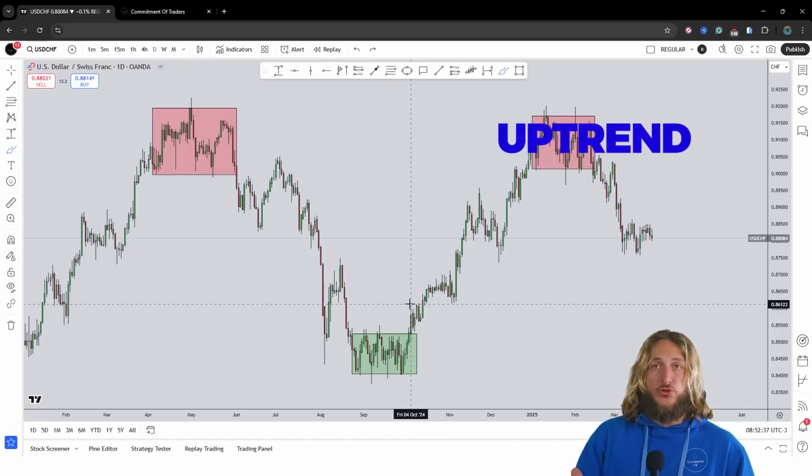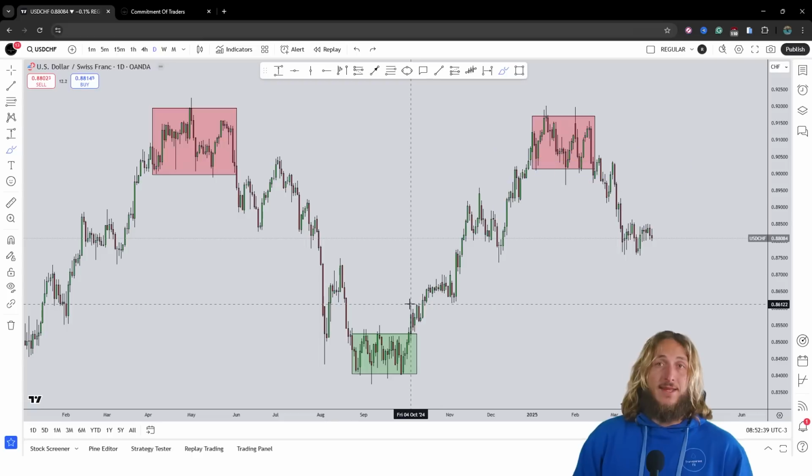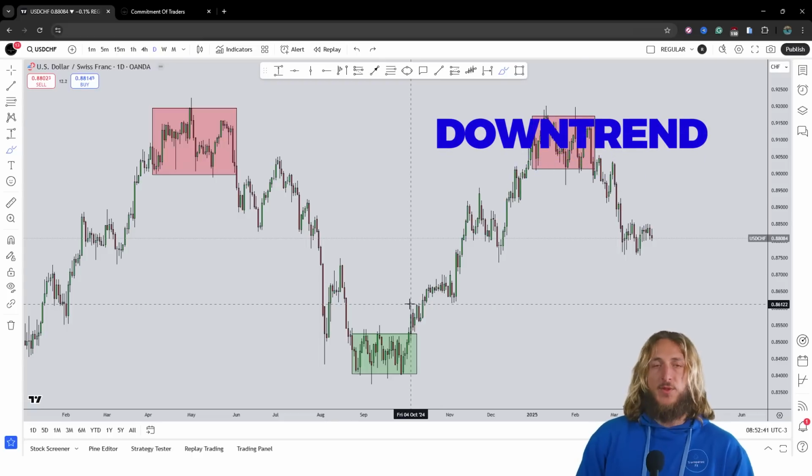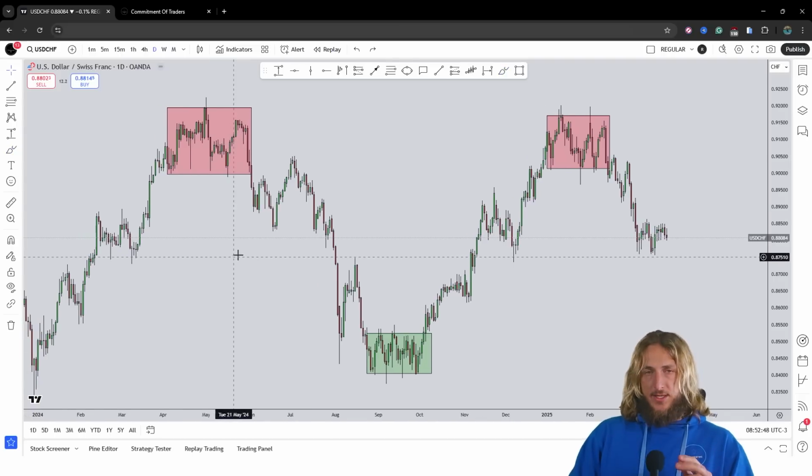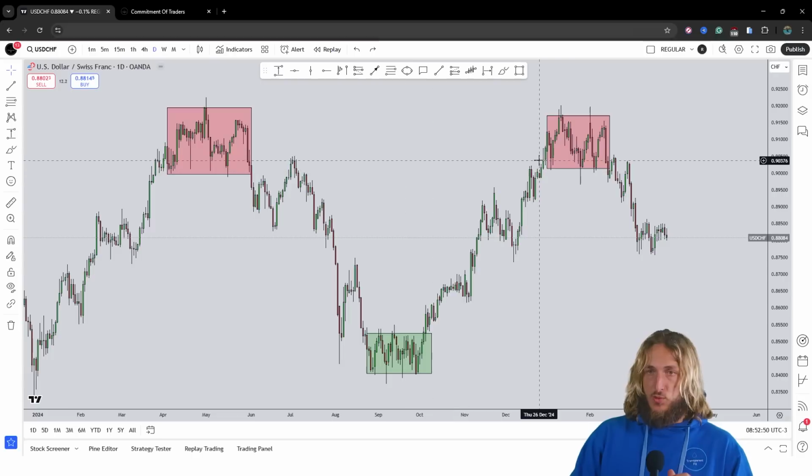Because obviously in an uptrend, longs will be favored. In a downtrend, shorts will be favored. So this is very important as a trader. You need to be able to identify market trends. And that is why this video will be very important, because we will be putting together these two concepts.